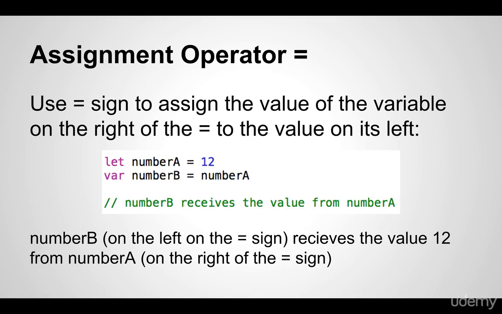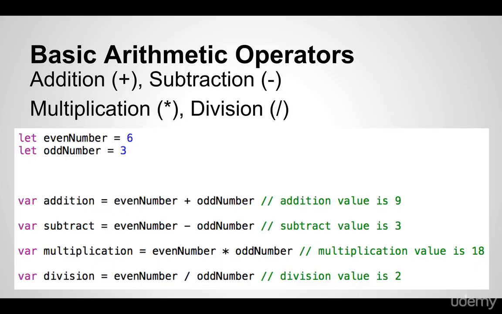Now we have var number b that is equal to number a. So the value on the right, which is number a, gets assigned to number b, which is on the left. So number b is now equal to 12 as well. Okay? Alright, so I repeat again. The value or the variable that's on the left receives the value that's on the right of this equal sign. Okay? So they both now are equal to 12.